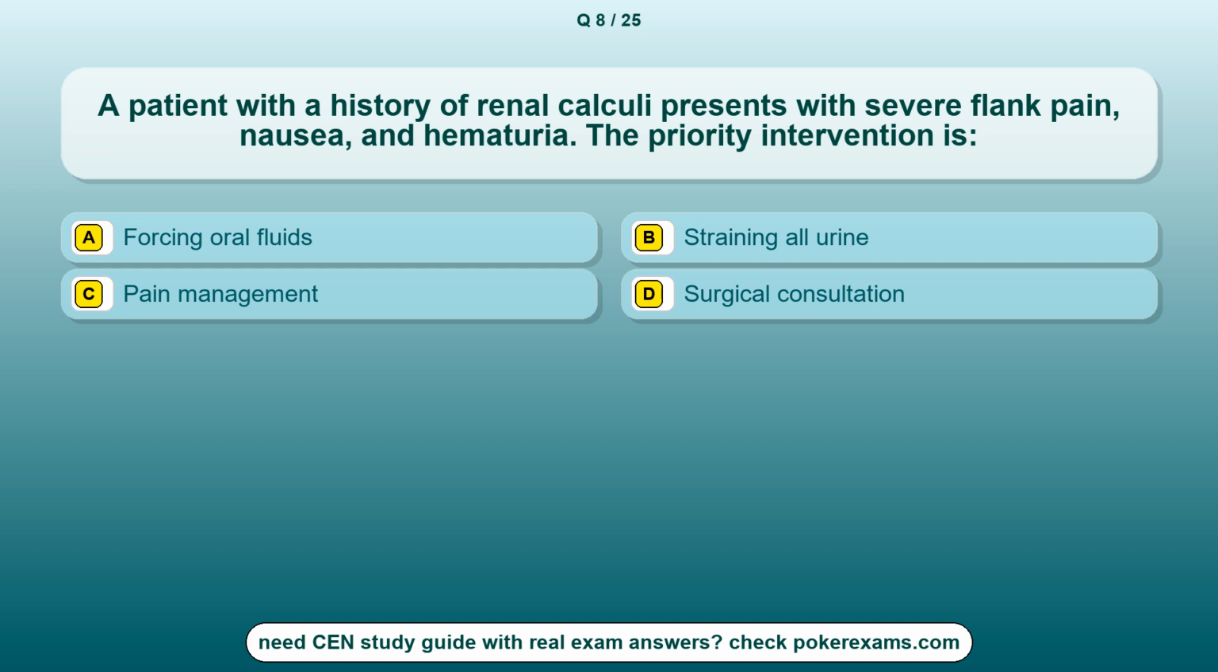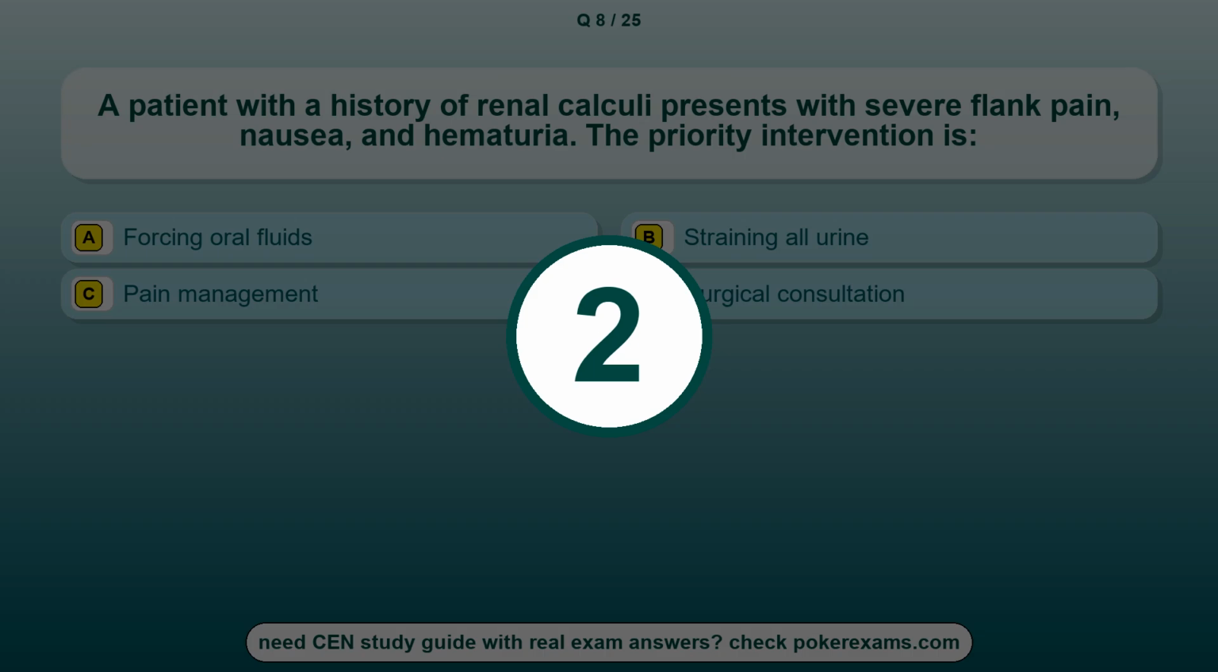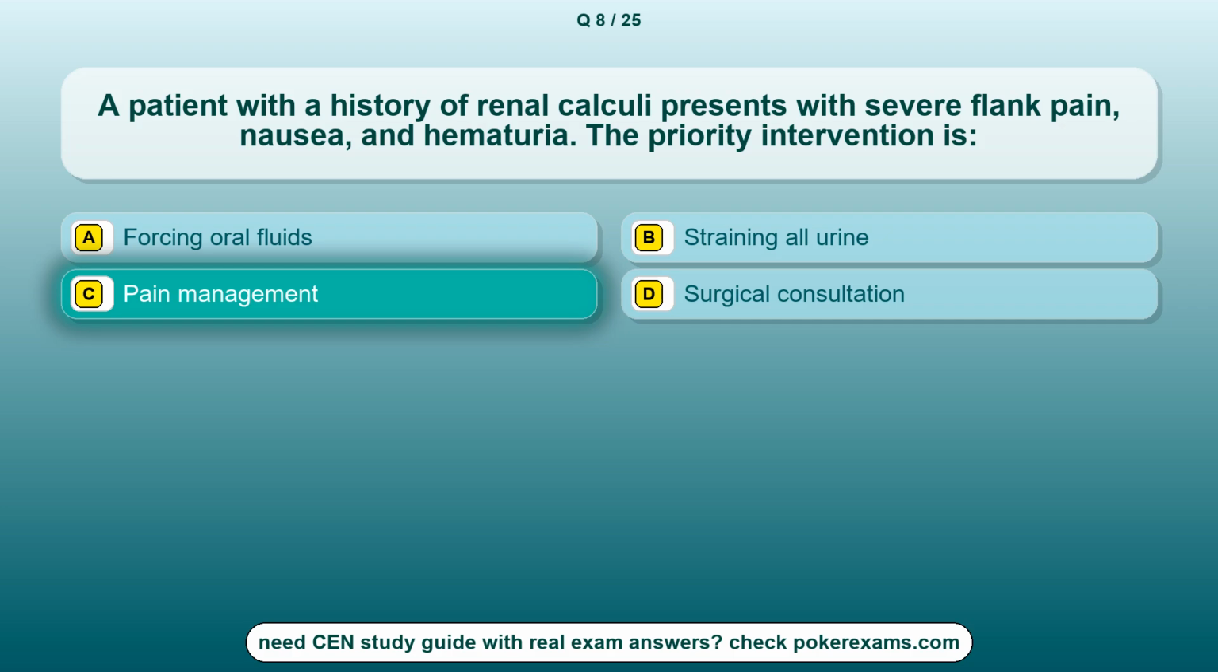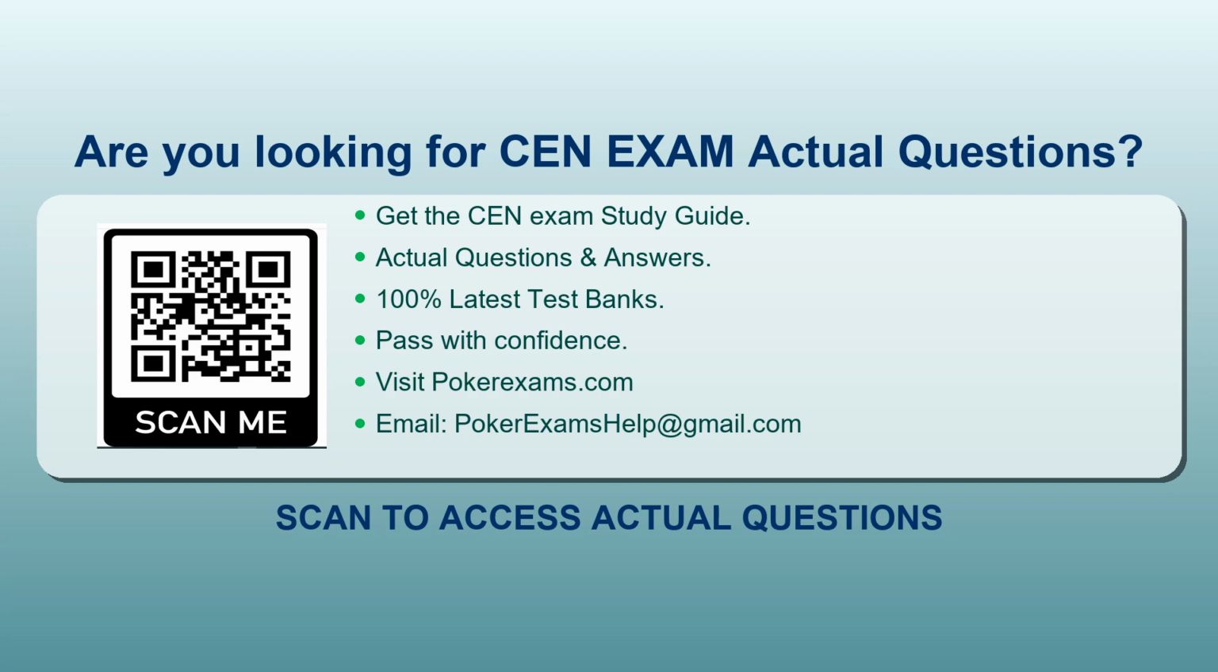The priority intervention is: Option A. Forcing oral fluids. Option B. Straining all urine. Option C. Pain management. Option D. Surgical consultation. The correct answer is option C. Pain management.